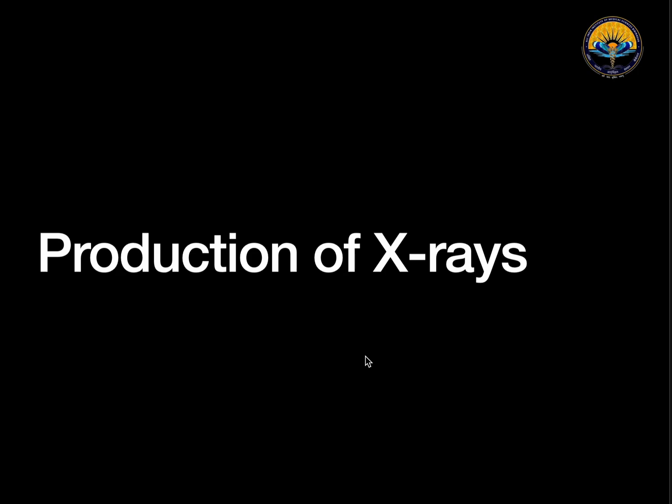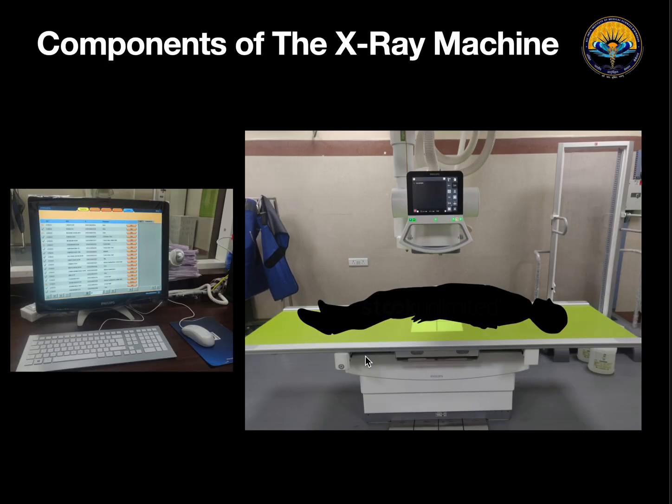Hello everyone. Now we will discuss production of X-rays. Before we start, first let's see the components of the X-ray machine again. So we know we have an X-ray tube over here, and inside this X-ray tube, X-rays are formed.